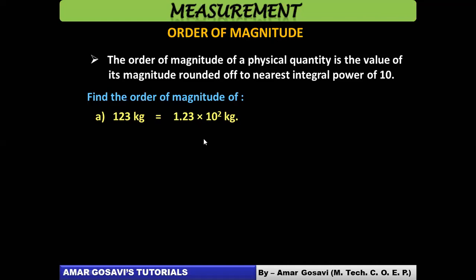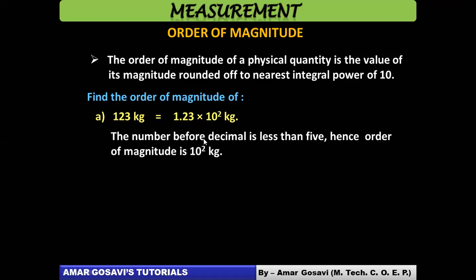So under the given circumstances, what would be the order of magnitude? Let's have a look at it. If we talk about the number before the decimal, it is 1, and obviously it is less than 5. Therefore, if this number is less than 5, that is 1 over here, then whatever are the 10 powers, they would be considered as order of magnitude. So for this particular example, the order of magnitude will be 10 raised to 2. Why? Because the number just before the decimal is less than 5.